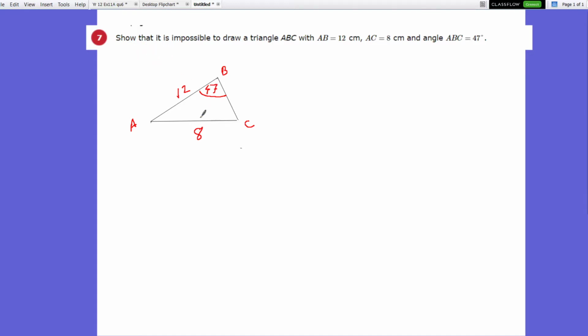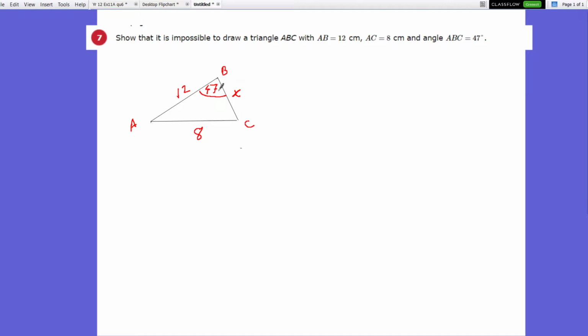We haven't got this side. For argument's sake, I'm going to call this x for now. So by calling that x, I've got a scenario where I've got an angle, the opposite side, and the two other sides, and I can use my cosine rule.